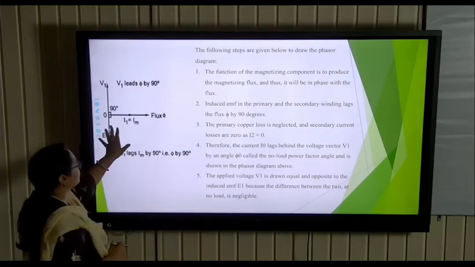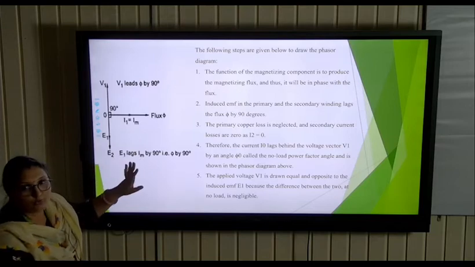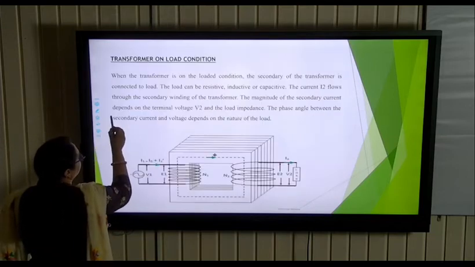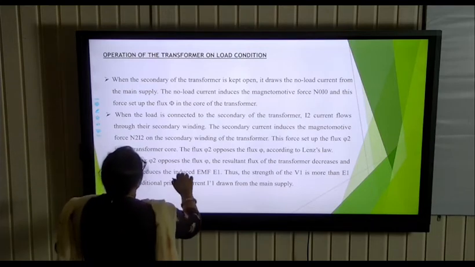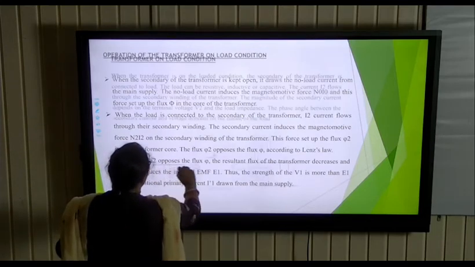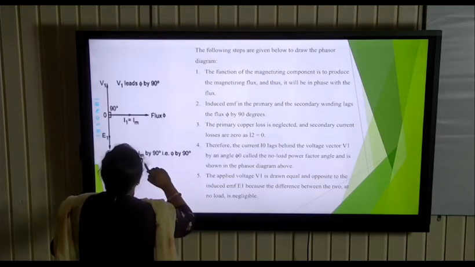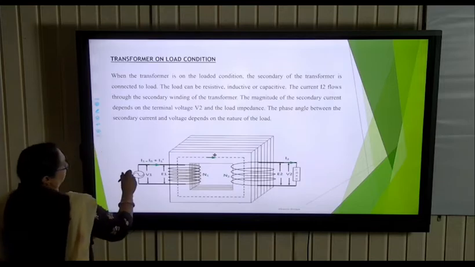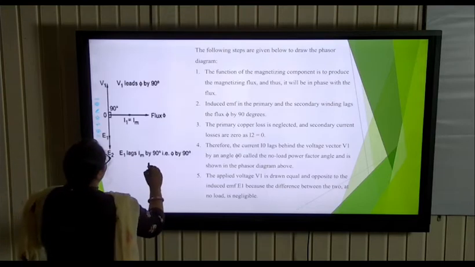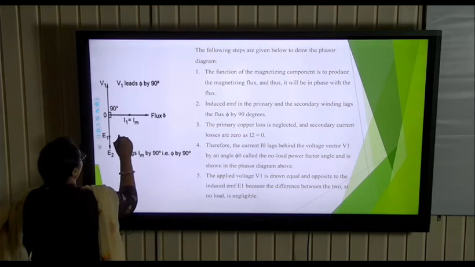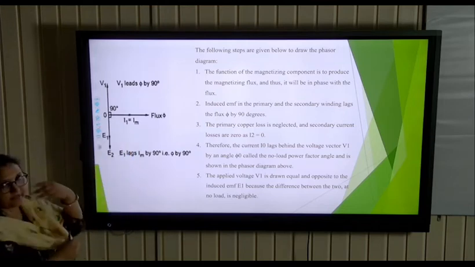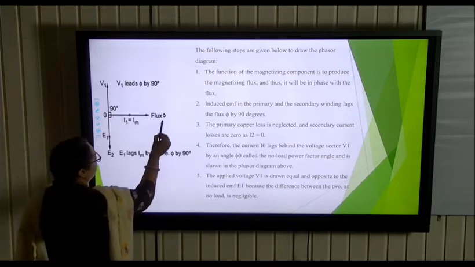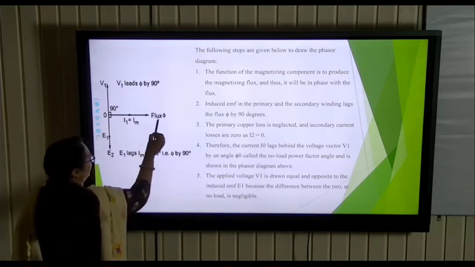Now this is the phasor diagram when the transformer is on no load. We are considering the ideal case. This vector represents your I1 current. You know that whenever there is a current, there will be a flux, so the flux is also shown in the same line. This vector represents the current and the flux.